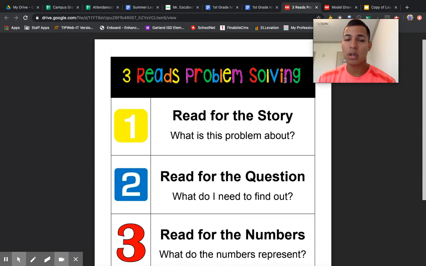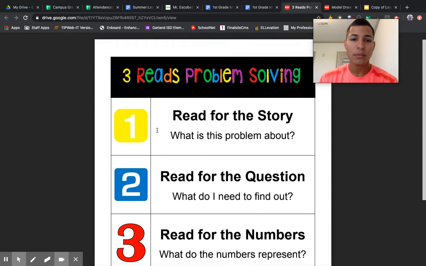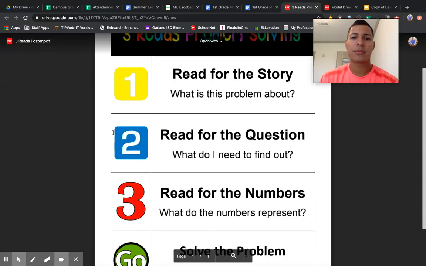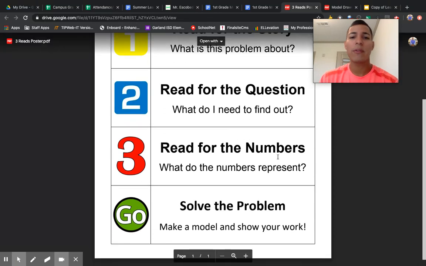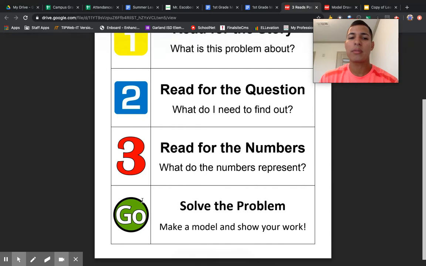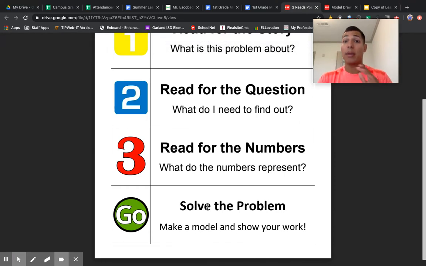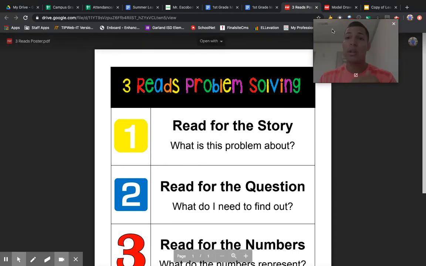Read 3 problem solving. 3 reads problem solving. Here we go. 1, it says read for the story. What is this problem about? 2, read for the question. What do I need to find out? 3, read for the numbers. What do the numbers represent? Go. Solve the problem, make a model, and show your work. We're going to get more into this poster once we start seeing some problems. I just wanted to kind of go through it first so we know what it is.